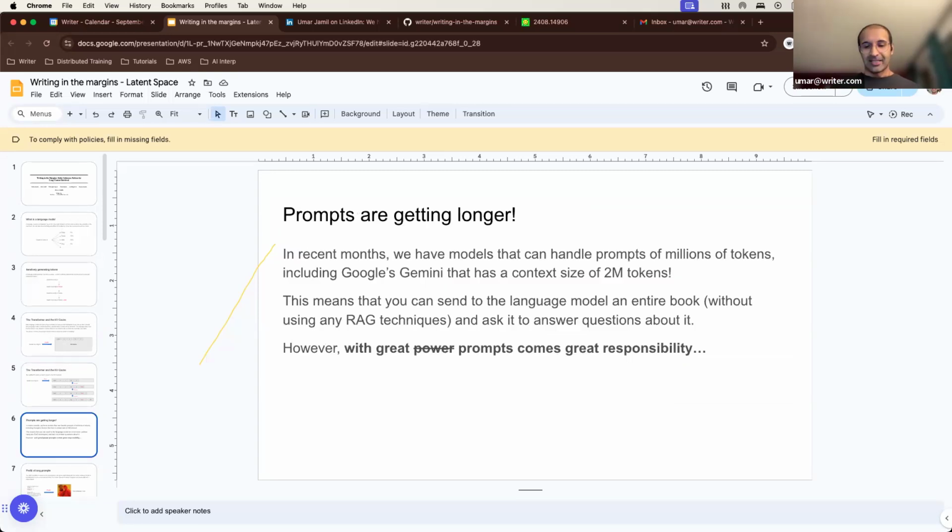Now, we have seen that in the past few years, prompts are becoming longer and longer. We started with a 2000 context window, then 4000, 8000, 32, 64, 100, and now we have reached millions of tokens.